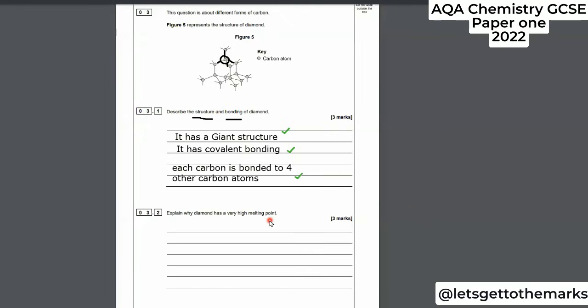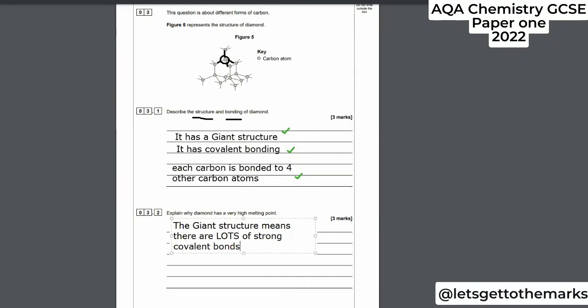3.2, explain why diamond has a very high melting point. Now, some of these points here are relevant to down here, but we need to use a bit of explanation. So what does that giant structure do? The giant structure means there are, keyword, lots of strong covalent bonds. Notice I've mentioned the giant structure again and the covalent bonds. If you've got lots of them, you need lots of energy to break the bonds.